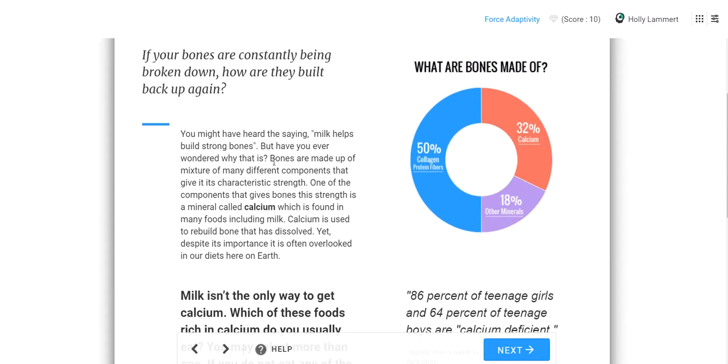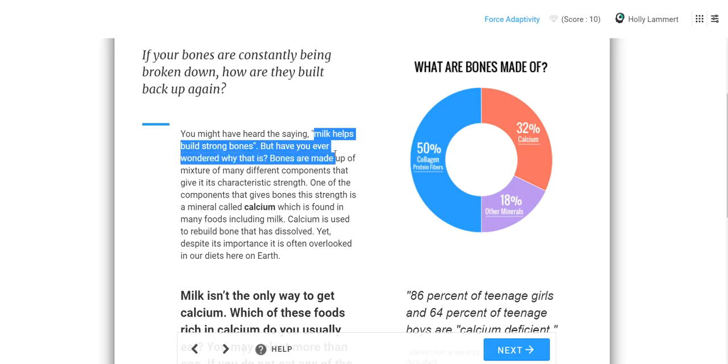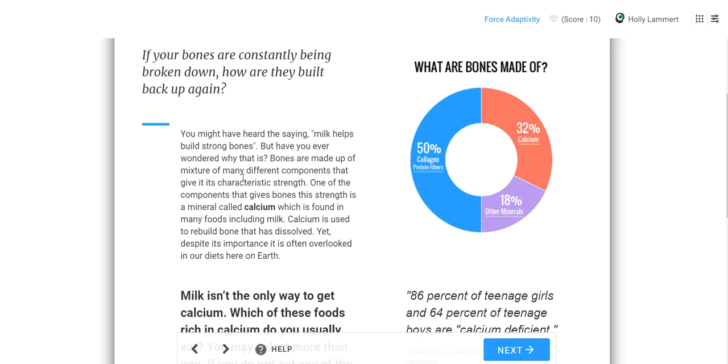Uh-oh. You might have heard the saying, milk helps build strong bones, but ever wonder why that is? Bones are made up of mixtures of different components that give it characteristic strength. One of the components that gives bones its strength is calcium, which is found in foods including milk. Calcium is used to rebuild bones that are dissolved.